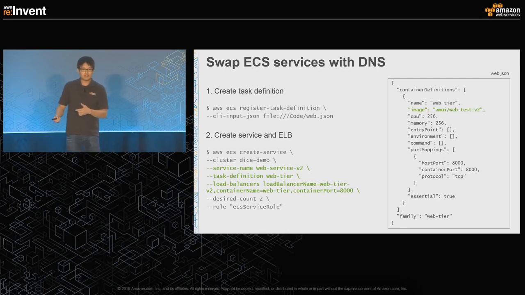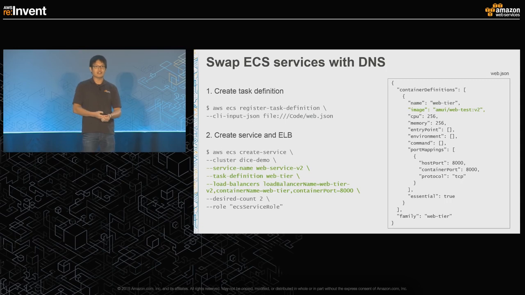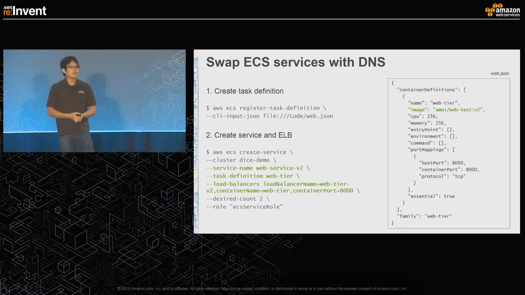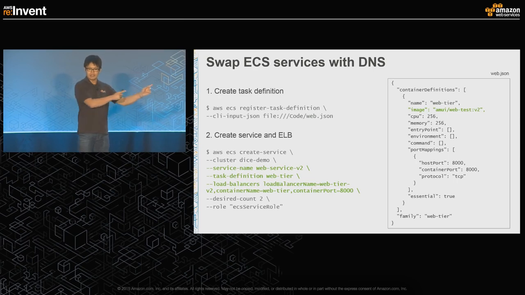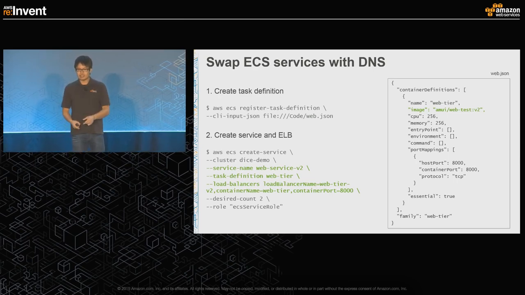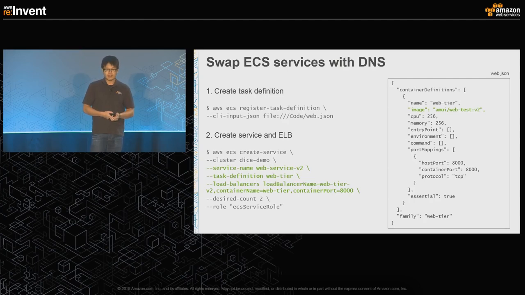So Vlad had illustrated how to do this with CloudFormation. I'm going to take a different approach and illustrate it with the AWS CLI tool, which will update the ECS service as well as your Route 53 alias record. So the first step we'll take here, we're going to register a new task definition. And as you can see, we pass in this JSON object on the right. And you'll see the image we're referencing a version 2 of the Docker container.